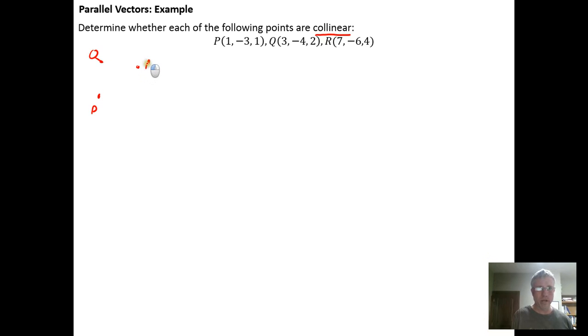if we have 3 points in three-dimensional space, say P, Q, and R, those 3 points might form a triangle in three-dimensional space. But the other thing that can happen is the 3 points might lie on a line. And when 3 points lie on the same line, we say that the points are collinear. So that's all collinearity is. Collinear points lie on the same line.